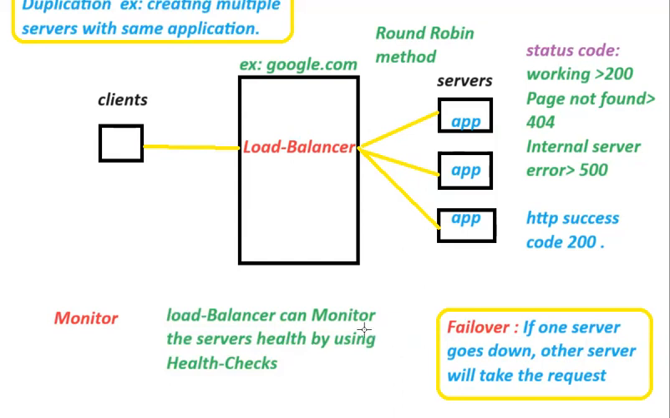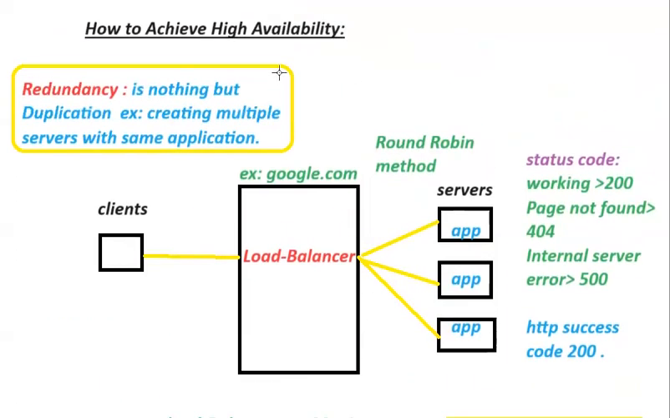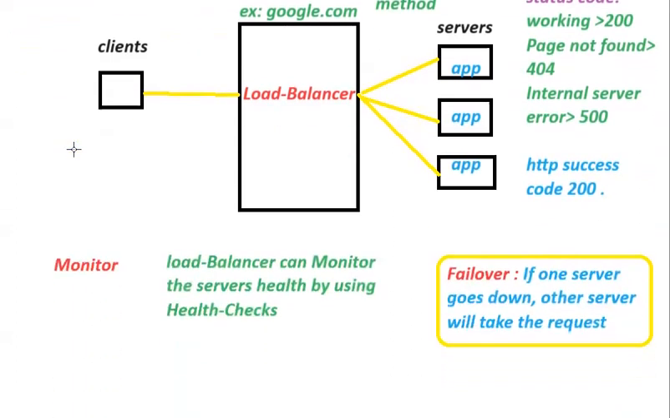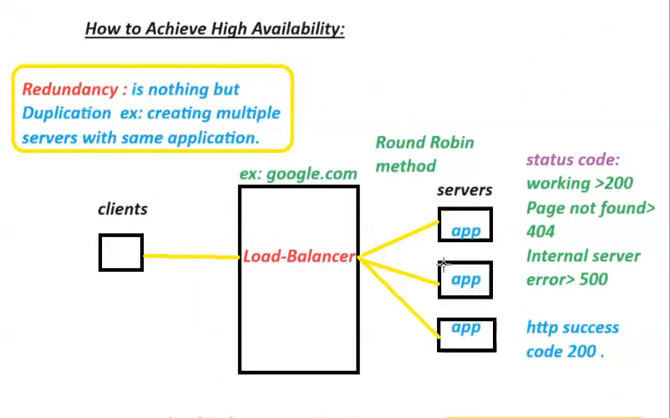So these are the technical terms you need to remember to analyze high availability. What are the technical terms, sir? To analyze and to achieve high availability, you need to remember redundancy, monitoring and failover. These are the key things to remember while achieving or checking an architecture for high availability.